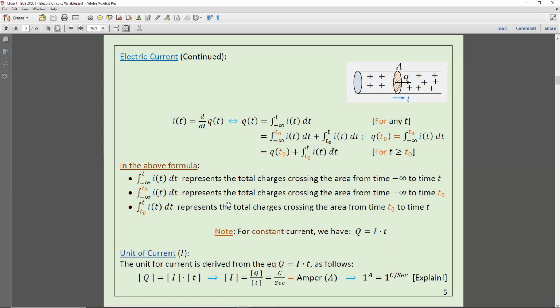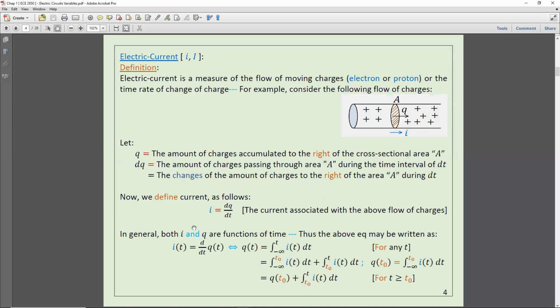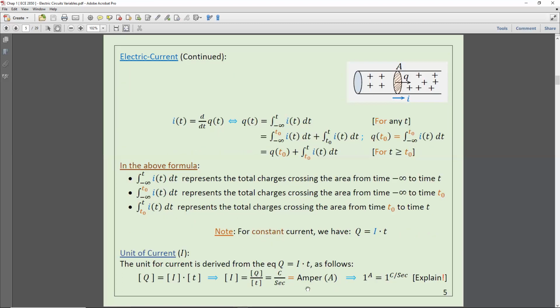I want to come to the unit of current. We already know from this equation, very simple, that current is actually charge over time. And the amount of charge is measured in Coulomb. So it's Coulomb divided by second. So here Q equals I times T, or I is Q over T, which is Coulomb per second. This is the unit of the current, Coulomb per second.